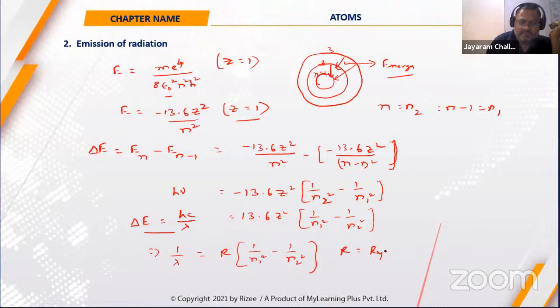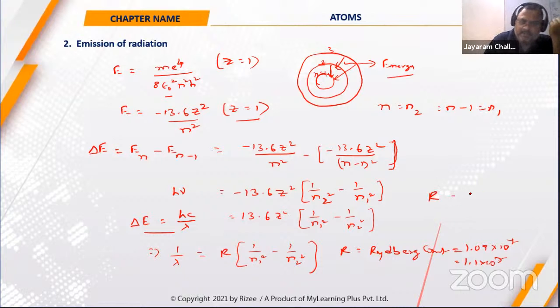R is called Rydberg's constant, and the value of this one is actually 1.09 into 10 to the power of 7. Or else, generally you can take it as 1.1 into 10 to the power of 7. Okay, so your R value is nothing.